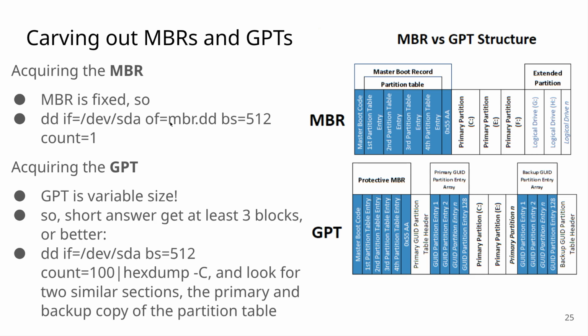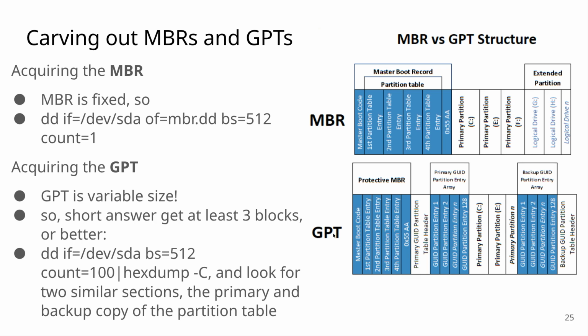Now, we said before, if we want to use dd to acquire an MBR, this is very simple, right? We want to get the master boot record of this disk and write it to this output file. We just take one count of block size 512 bytes, and that should be enough to get us the whole master boot record. But to get the GPT out, since we don't know the size of a GPT, and it can potentially have way more entries, it's not as easy as just getting a certain amount of bytes out.